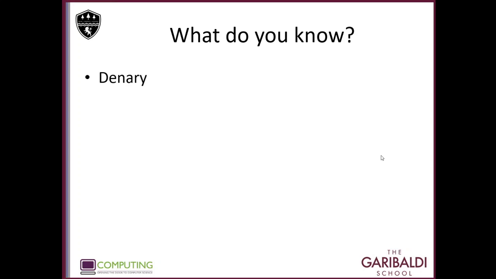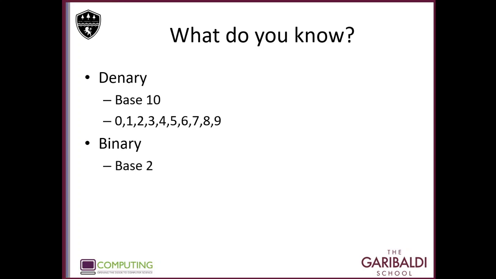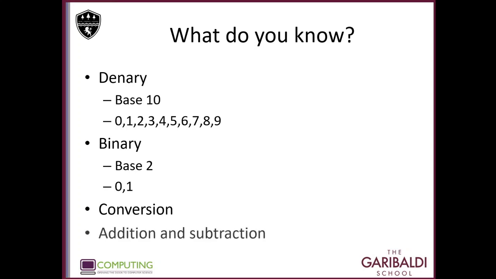So, we already know about denary or decimal. That's the number system we use every day. Decimal is to the base 10, and uses 10 characters from 0 to 9. We now know binary, which is the base 2 and uses 2 characters, 0 and 1. We know how to convert between binary and decimal, and we also know how to do addition and subtraction within binary.